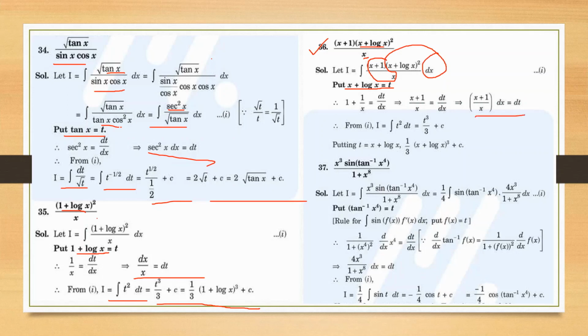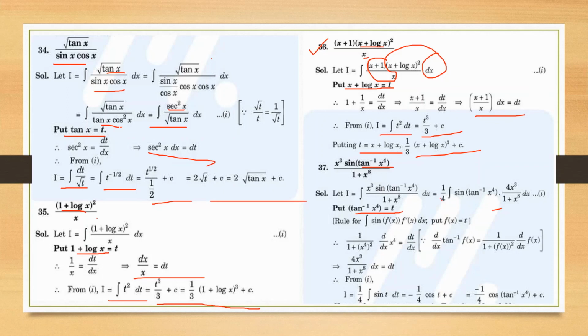In number 37, tan inverse x raised to power 4. Put it as t. No need to multiply and divide by 4. It will automatically come. Right? Now what is the derivative of tan inverse x? It is 1 upon 1 plus x square. So here it is tan inverse x raised to power 4. So it will be 1 upon 1 plus x raised to power, x here is x4 square.